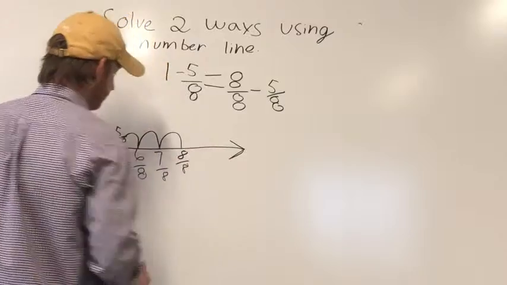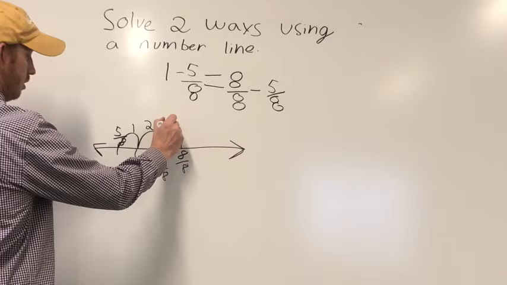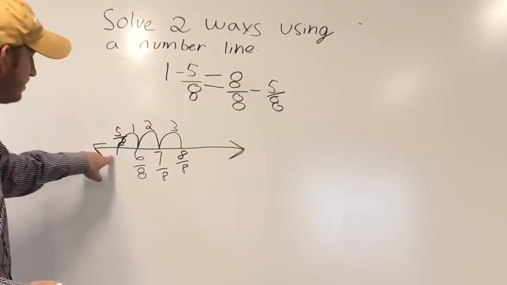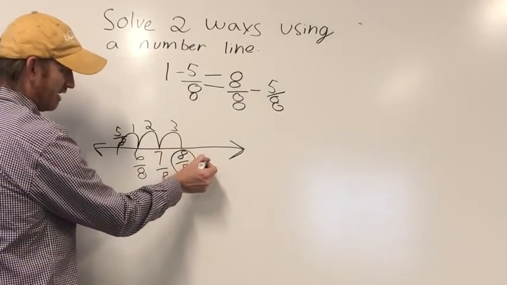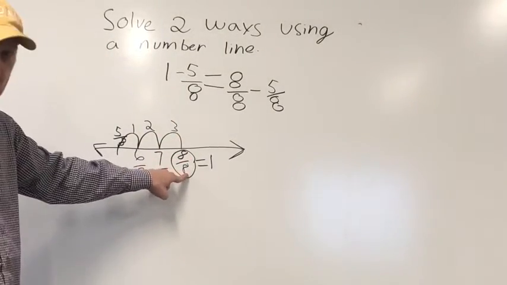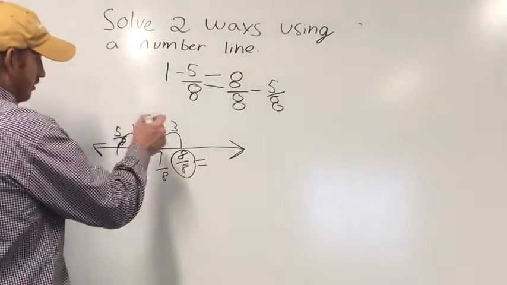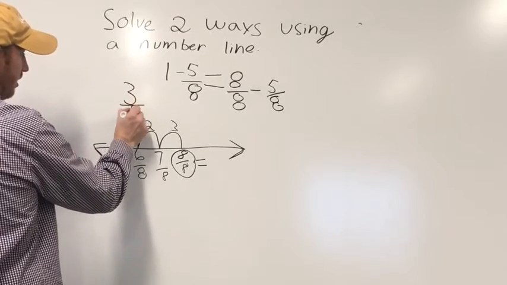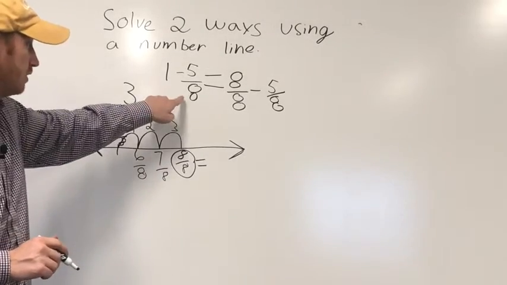So I can see that it took 1, 2, 3 jumps on my number line to get from 5/8 to 8/8. And again, 8/8 is the same thing as one whole, because we have the same number of parts as the whole. So that's one way to solve it. We come out with our answer as being 3/8. Because remember, we're not dealing with just whole numbers. We're dealing with fractions.